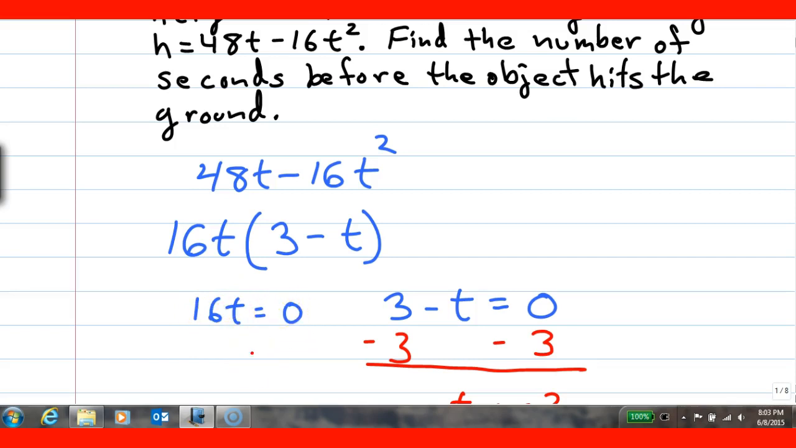I find that I have t equal to 0. With that answer, we already know it's not going to work, because we're asked to find the number of seconds before the object hits the ground, and this is telling me 0 seconds. So let's move on to the next one.